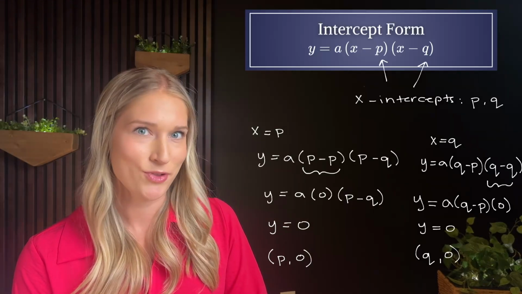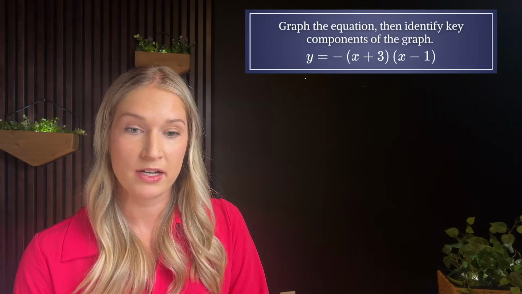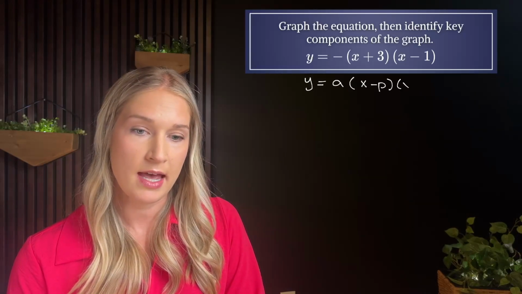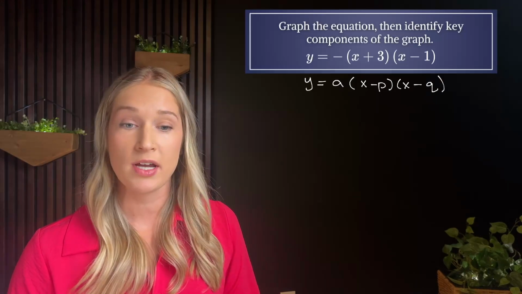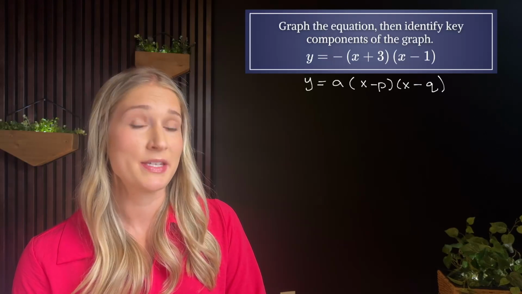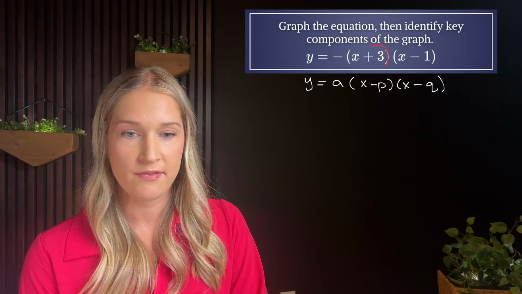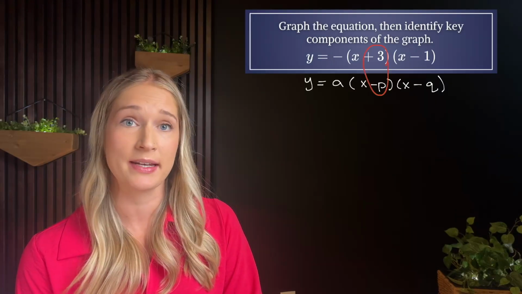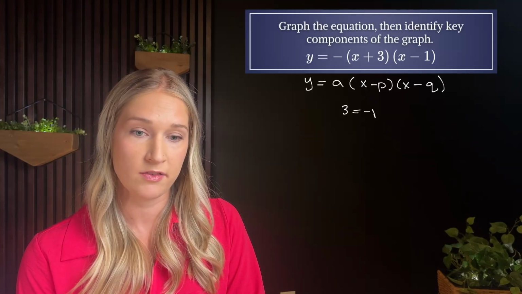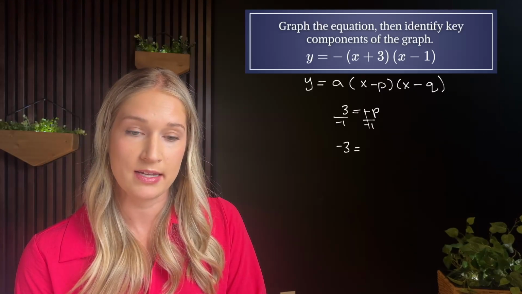Let's go ahead and do an example that has some numbers in it. It should all come together. So in this example, I'll compare it to y equals a times x minus p times x minus q. And I'm trying to find my p value and my q value. The very first thing I want to do to graph from intercept form is to find the p value and the q value. So comparing it, notice that I have a positive 3 and I'm comparing that to a negative p. You could go ahead and write the equation 3 equals negative p and then divide out that negative 1, giving you negative 3 is p.